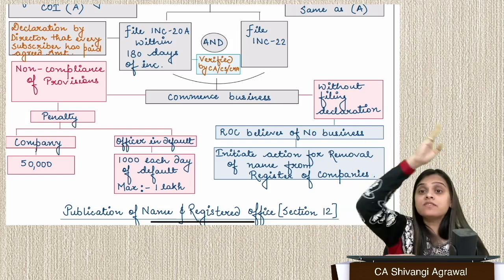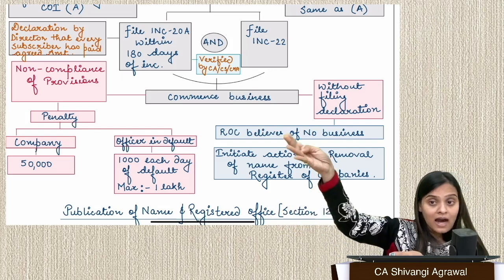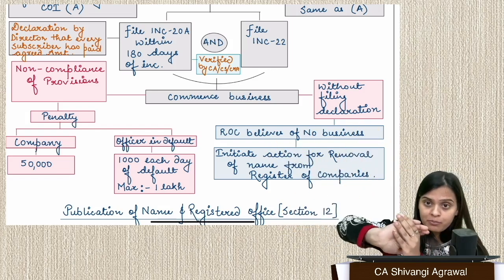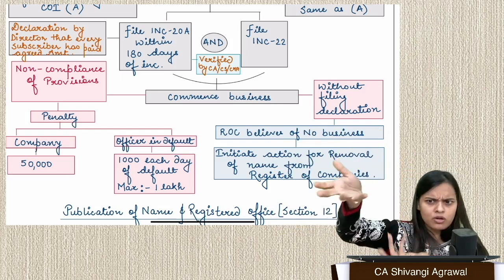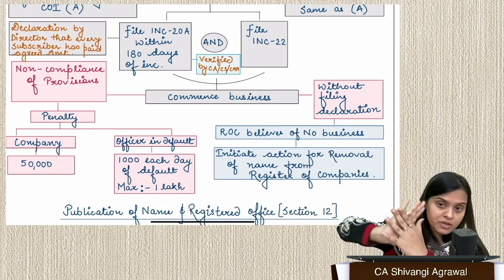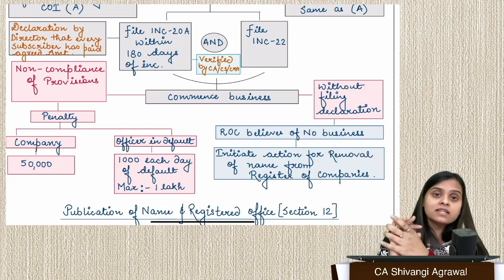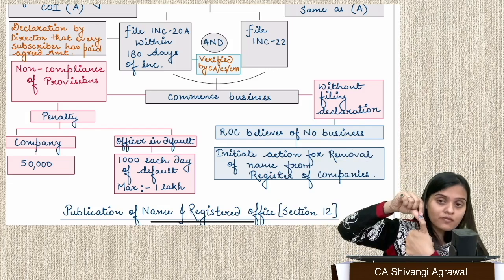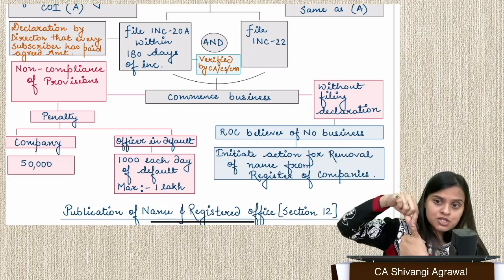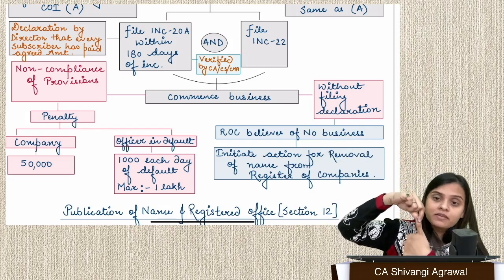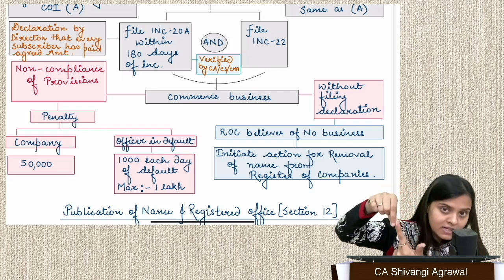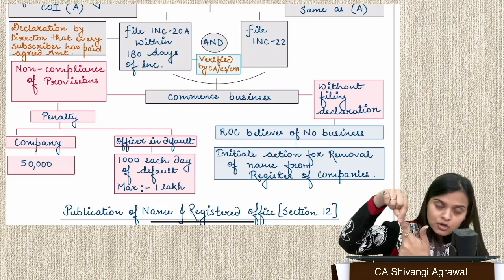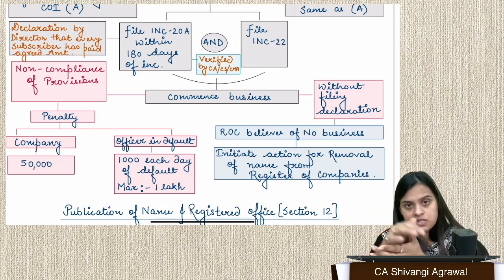Okay, if they don't give this declaration, then ROC may remove your name from the register of companies. So if the ROC believes that you are not doing any business, they will remove your name from the register of companies. Otherwise, once you comply with these two requirements, that means the directors of the company file a declaration INC 20A within 180 days of incorporation, and you file one INC 22 within 30 days of incorporation. Thereafter, you can commence the business.